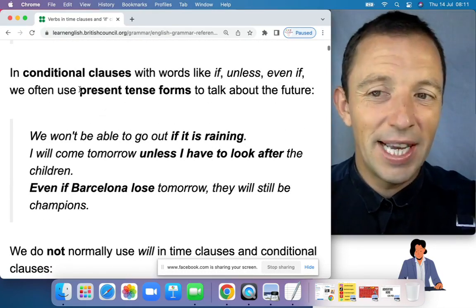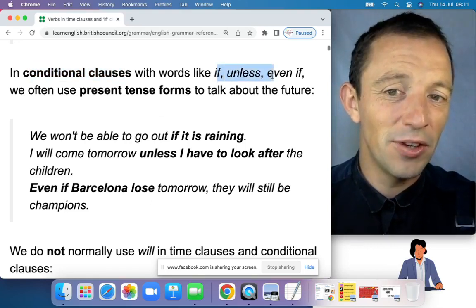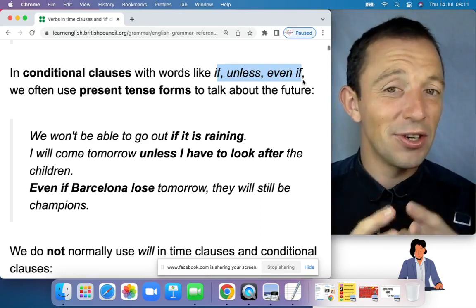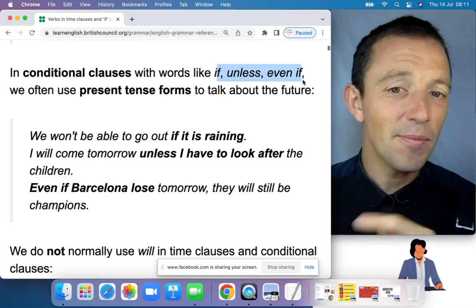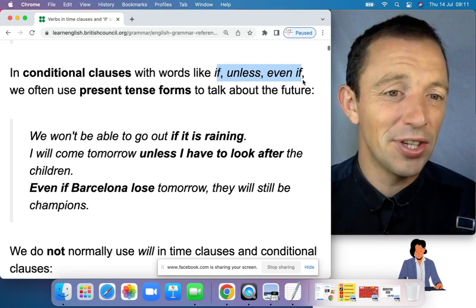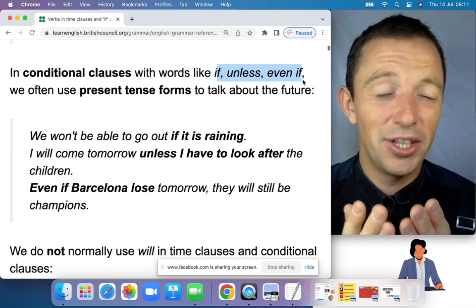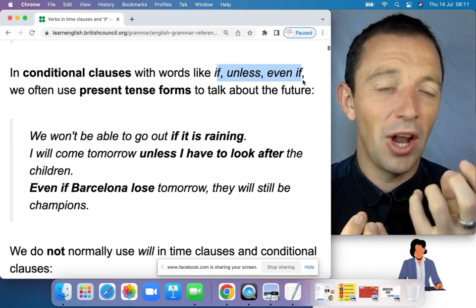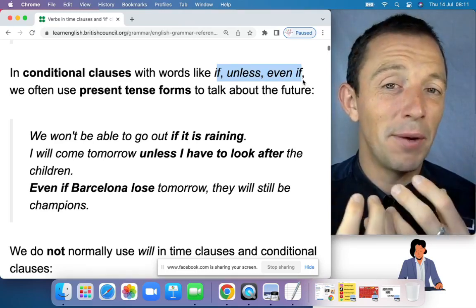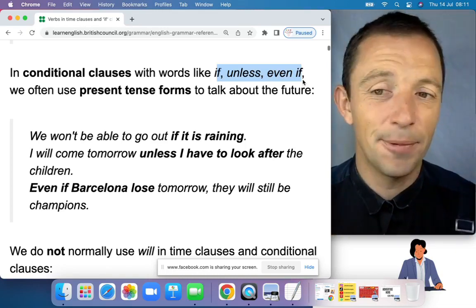Next, in conditional clauses with words like if, unless, even if, these are the signal words to represent the conditional. When you see these words, it's very possible the clause or the sentence is in the conditional. And the conditional, what is the conditional? Well, the conditional basically is one clause or one thing that is dependent on another thing, typically when we speak about hypothetical situations. So we will see a couple of examples here.